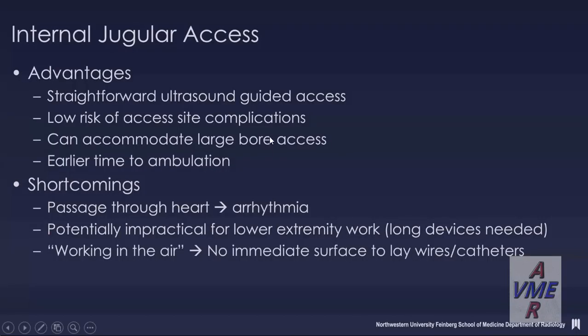So the jugular vein access has the advantages of straightforward ultrasound-guided access, low risk of access site complication, it can accommodate large bore access and multiple accesses at the same session, and early time to ambulation. Shortcomings and disadvantages: passing through the heart can cause arrhythmia. It is potentially impractical for lower extremity work, as a long device is needed. Working in the air, there is no immediate surface to lean on for wires and catheters.